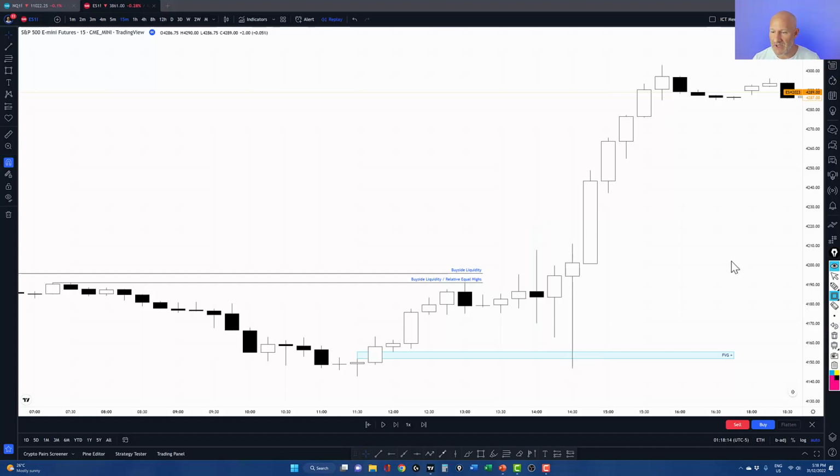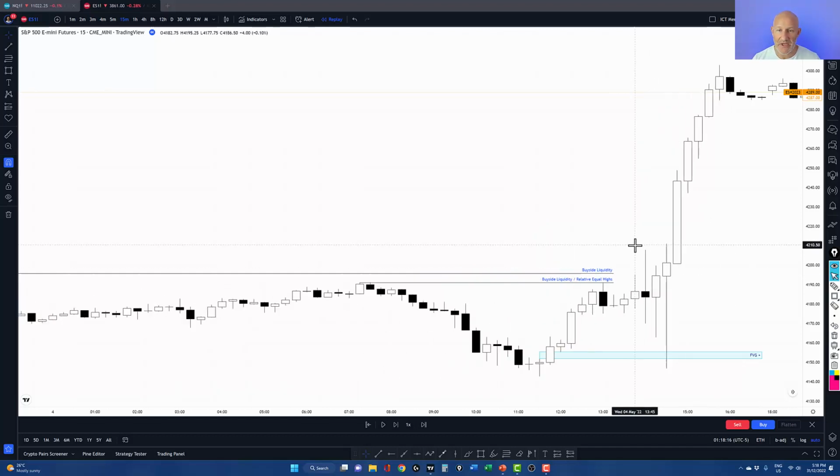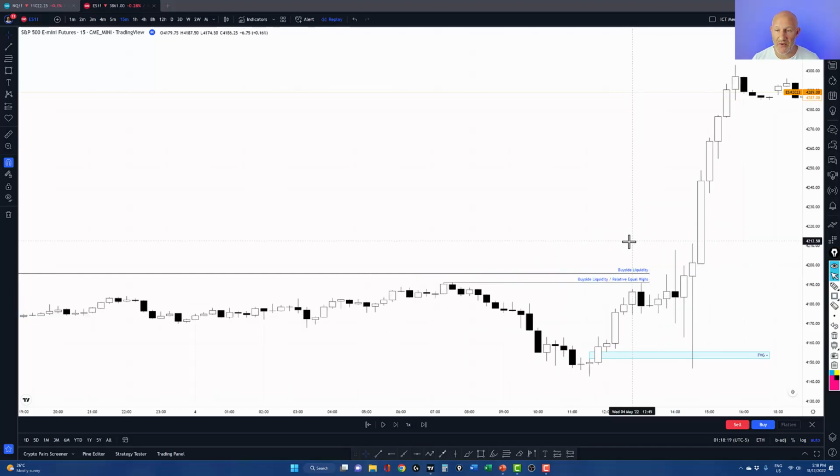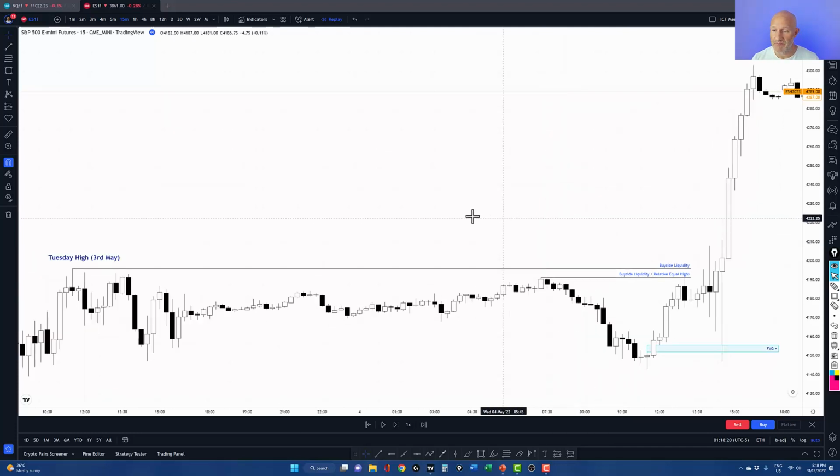So we'll just zoom out and have a look. You remember from the message on the community page, ICT talks about how he would expect these highs from Tuesday, so that's right back here on the 3rd of May, to get run. And you can see after that announcement, we run up here, and then price gets ripped downwards. We trade right down into this bullish fair value gap. So we take the buy side liquidity. We don't quite take the sell side liquidity down here, but we trade right down into this bullish fair value gap before the market rips higher.